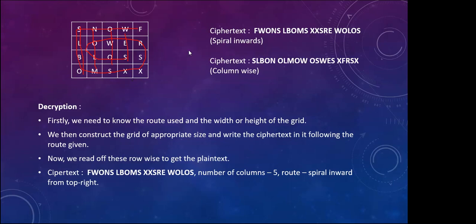So here again we will decrypt this ciphertext, which is nothing but this one only, but how we will do the decryption, that we will see. For this ciphertext with the same number of columns, 5, and spiraling inward from top right, first we will make the table and then fill up the table with the given route that was going spirally inward.